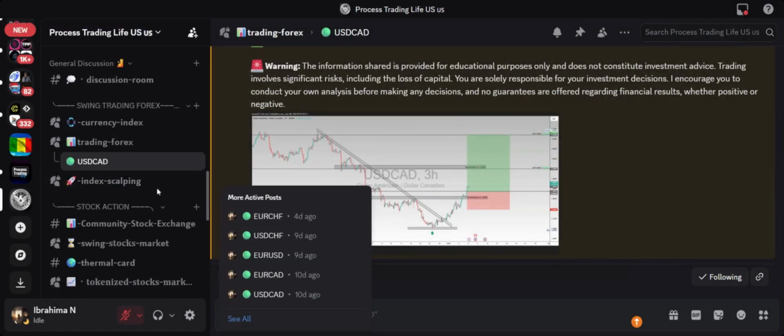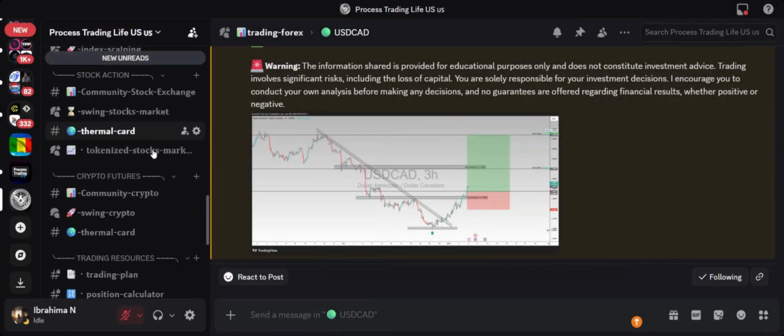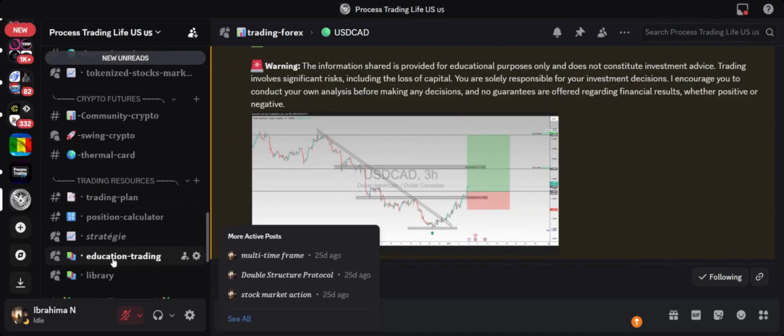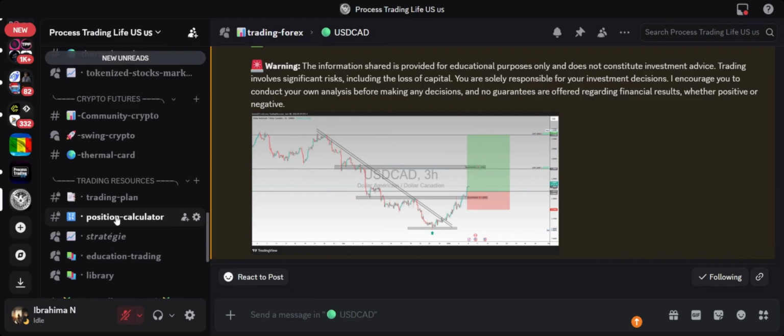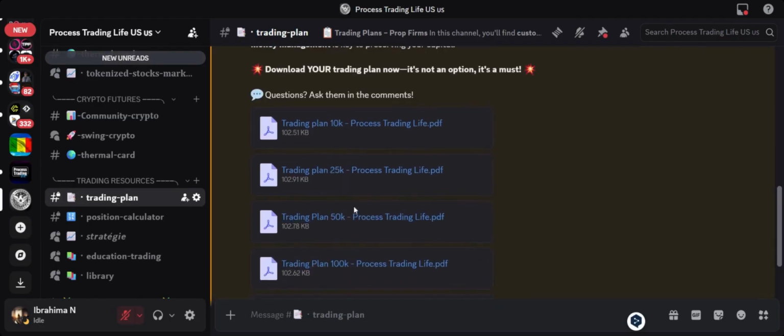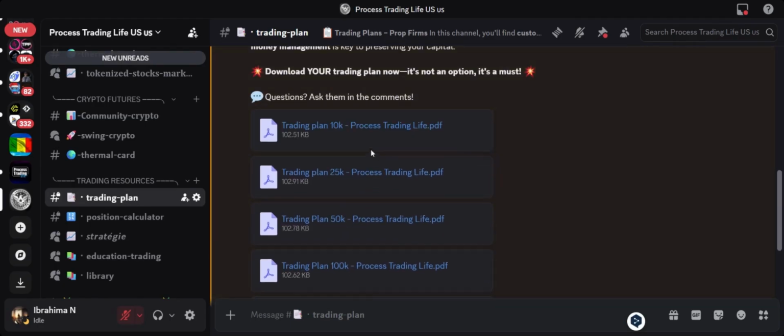For those who want to go a bit further, here we have everything related to it. Strategy. We have the trading plans, and we also have position calculators available for you. Here we have all the trading plans, the FTMO accounts, quite simply. Here, for example, I'm going to go to the 50K account.